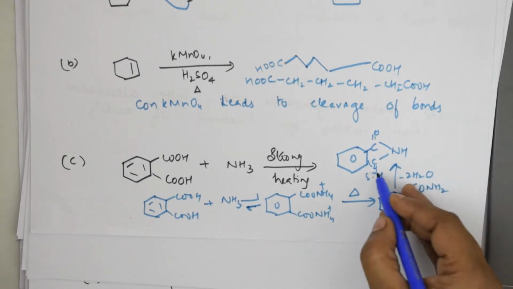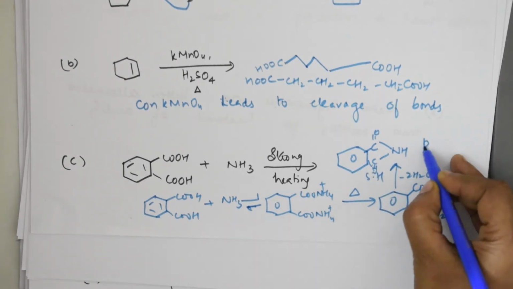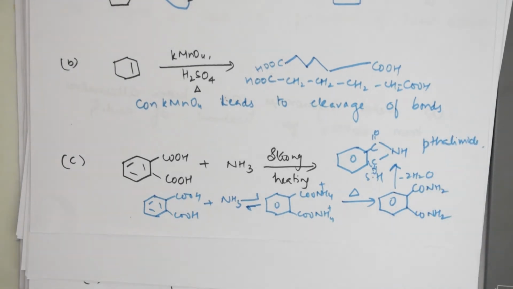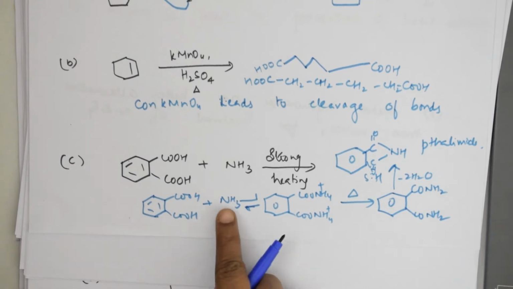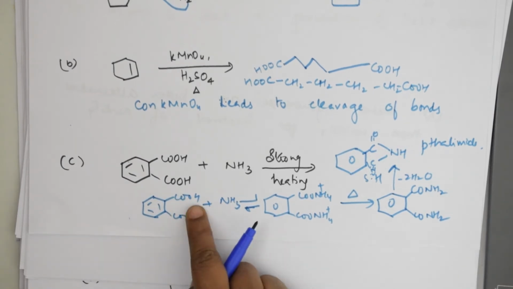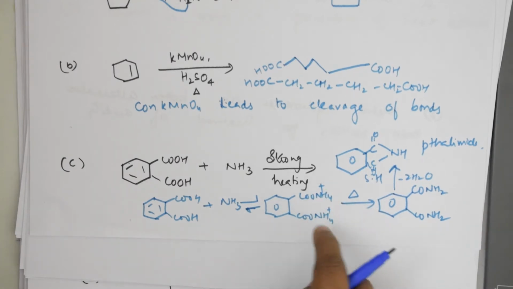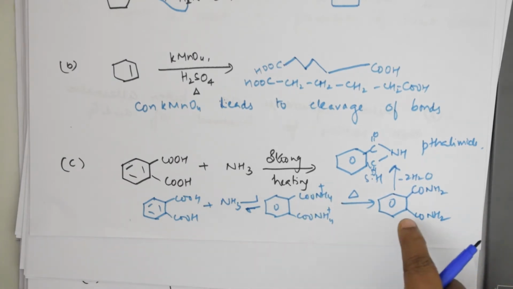NH. Okay, this compound is called phthalimide. This is the answer. So I hope students, this is clear. Phthalic acid plus ammonia, it's going to add around these two hydrogens and you get this intermediate product. On heating, it loses, what is it doing? It's going to form phthalimide, isn't it?